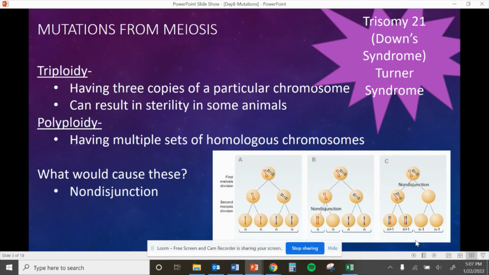Here's showing non-disjunction, where normally we would have our cell, and then after our rounds of meiosis, we end up with half the number of cells. So we start with a diploid cell and end with a haploid cell. But if they don't separate correctly, we could end up with too many or not enough. That would be non-disjunction.